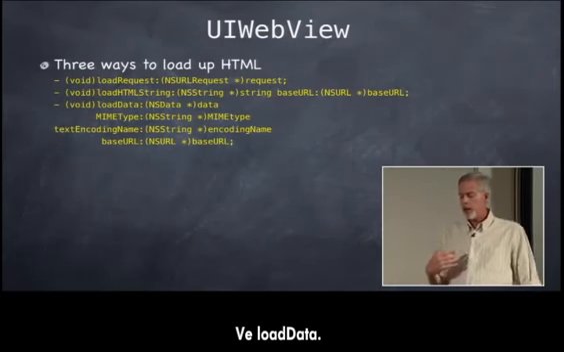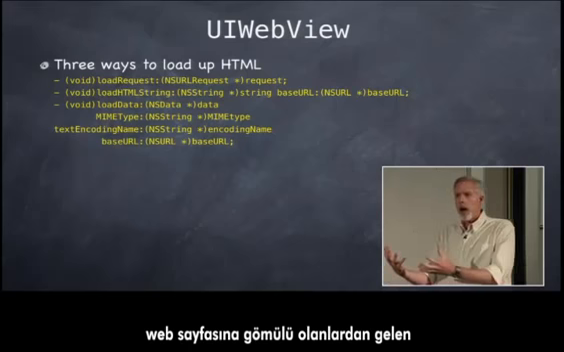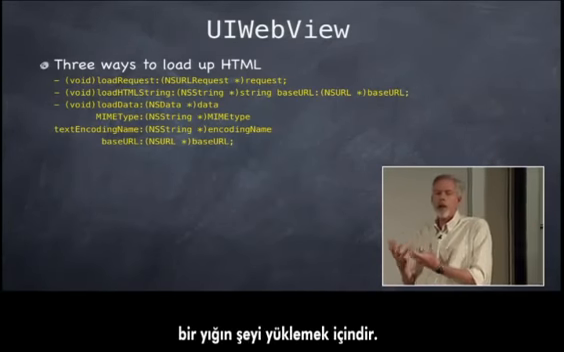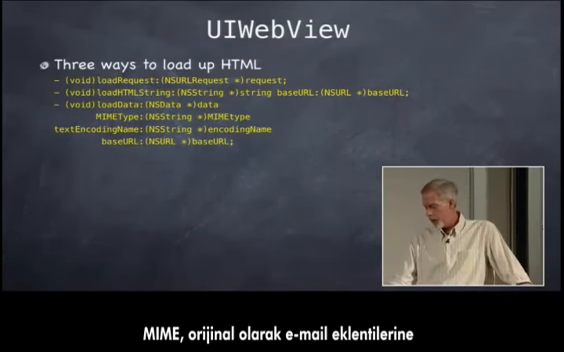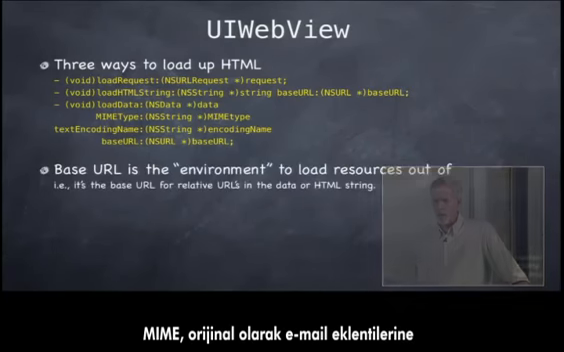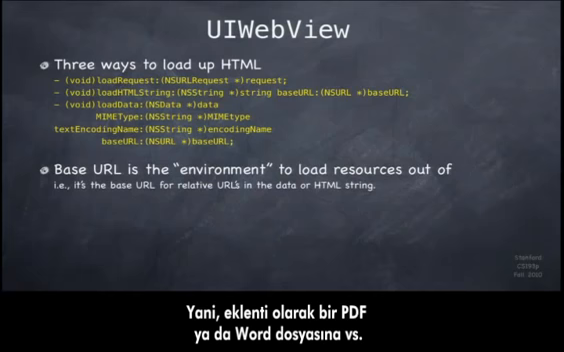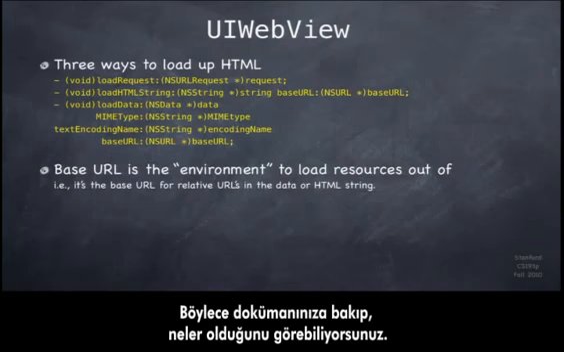And then there's load data. Load data is for loading arbitrary things, blobs of things that come from the internet, usually embedded in a web page, that are described by a certain MIME type. And I'm not going to go into a lot of that today. MIME was originally created as a way to have email attachments and have them open up. So you have an attachment that's a PDF file, a Word document, etc. And the web view supports a surprisingly large number of MIME types. And you can look at the documentation to see what all that is.